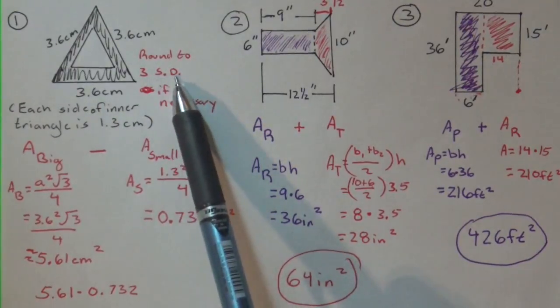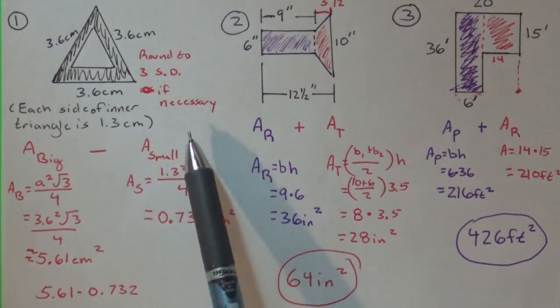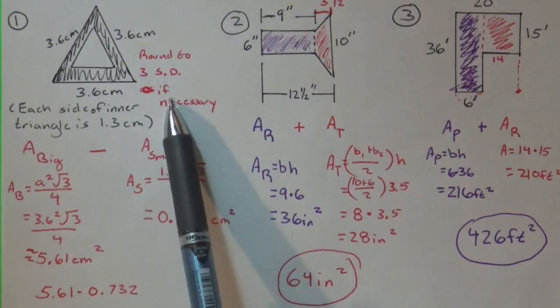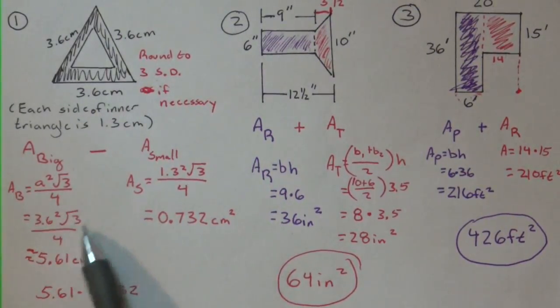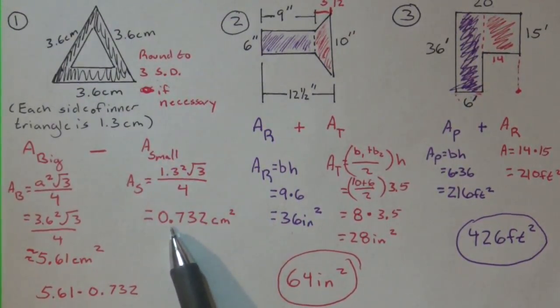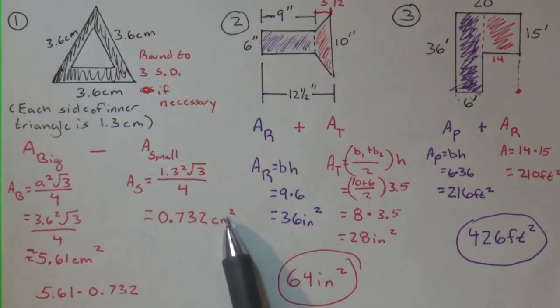It says round to 3 significant digits if necessary. I forgot to tell you that. I'm going to round this to 3 significant digits. I solved this out and I rounded it to 5.61 centimeters square. I solved this other one out and I got 0.732 centimeters square.